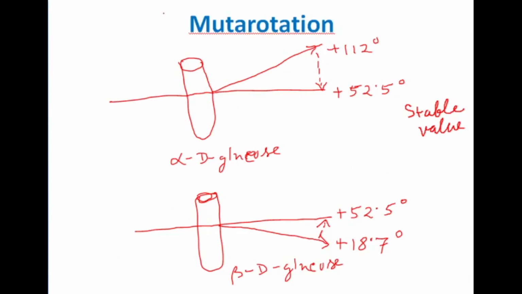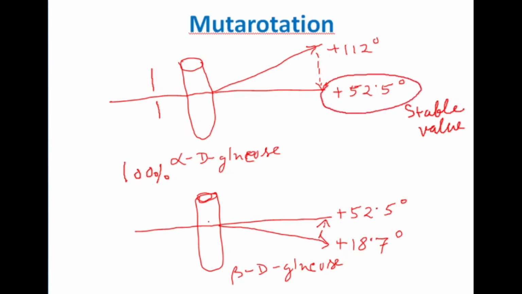Here I'm just trying to show you diagrammatically what mutarotation is, and the diagram may not be scientifically 100% correct, but I just want to show you what mutarotation is with this diagram. Suppose in a test tube, we take a 100% pure saturated solution of alpha D glucose, and we allow plane polarized light to pass through this test tube. Initially, the light will be deviated to plus 112 degrees. Later on, it will reach a stable value of 52.5 degrees.